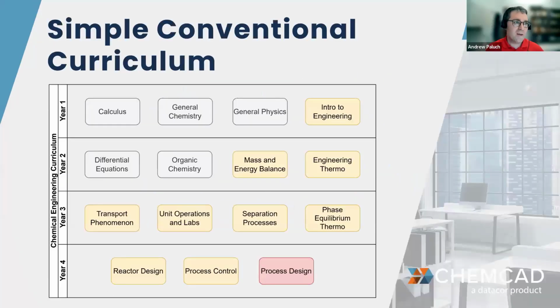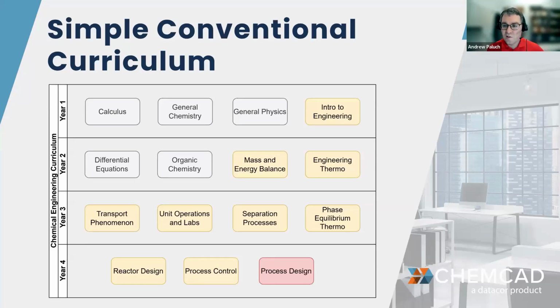And so what I have here is just a picture of a typical or conventional four-year curriculum. So it's a simplified version, four-year curriculum for a chemical engineering major, broken down by year. And so in general, in year one, we're primarily taking foundational courses. So our calculus, general chemistry, general physics, intro to engineering, 1 or 2 semesters, trying to make that connection.